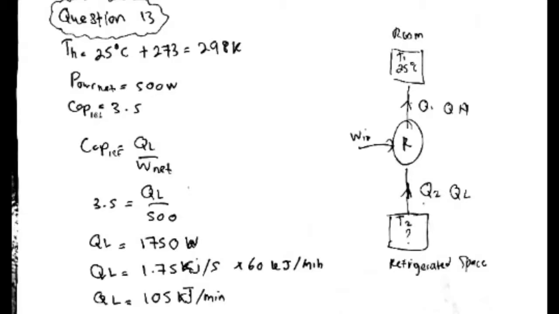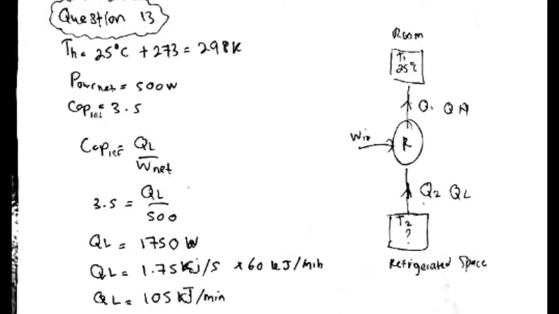First, we must extract all the data from the text. The data we get is, for the first temperature, 25 Celsius. We must convert it to Kelvin by adding 273, which equals 298 Kelvin. And the 500 is the power input. And the COP is 3.5.